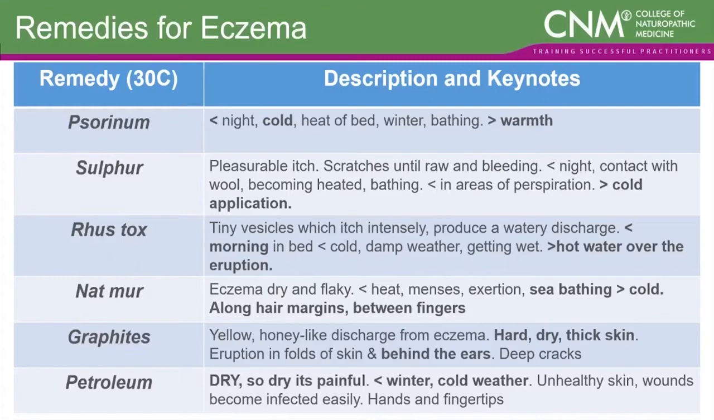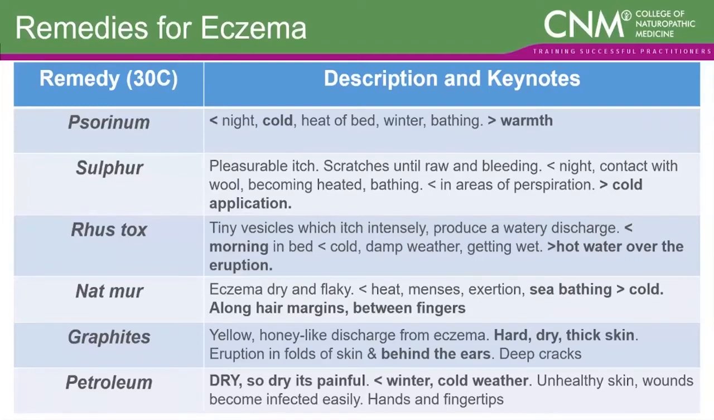Now, graphites is one that I see a lot, particularly not just with eczema, also with psoriasis, actually. And that's because of the yellow honey-like discharge that we see developing in these eczemas. So these patients, more often than not, have quite thick eczemas, thick and moist, and very often ooze this very sticky yellow discharge, and that discharge then dries over the eczema and becomes little yellow flakes. So that's quite a typical graphites presentation.